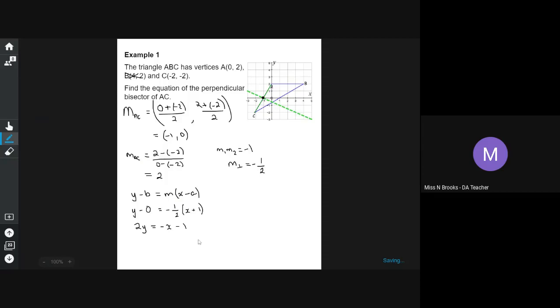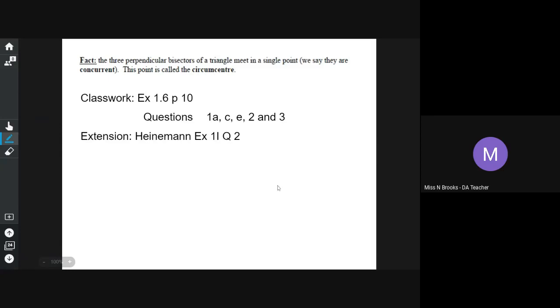Now, that's a perfectly valid answer, or we can gather everything over to the left-hand side, 2y, then we need to add on the x, and add on the 1, and that equals 0. And that gives us our equation of the perpendicular bisector of AC. So, fun fact, 3 perpendicular bisectors of a triangle meet at a single point, so we say that they're concurrent, and this point is called the circumcenter. But that's not something that you need to know for the exam.